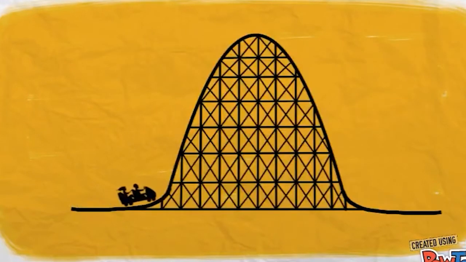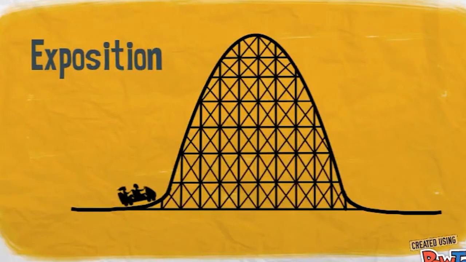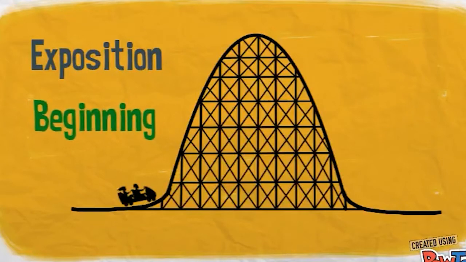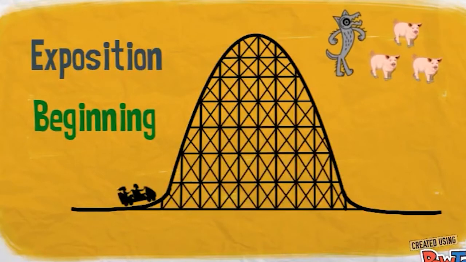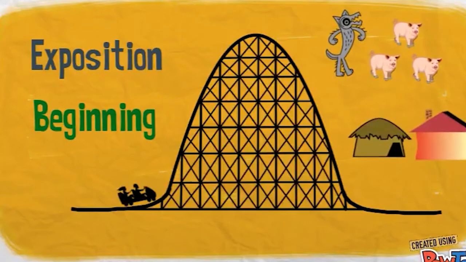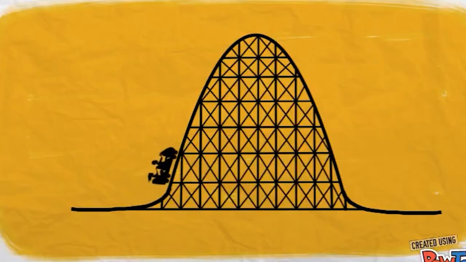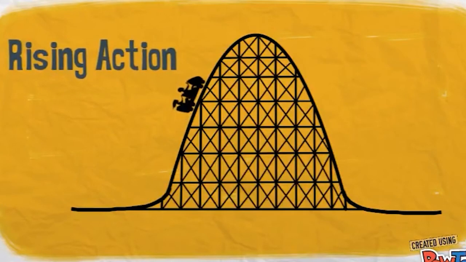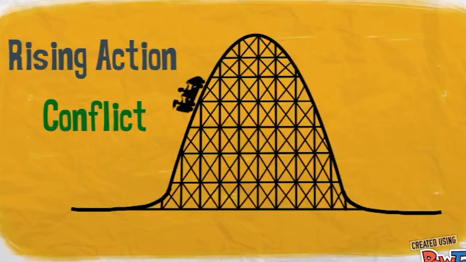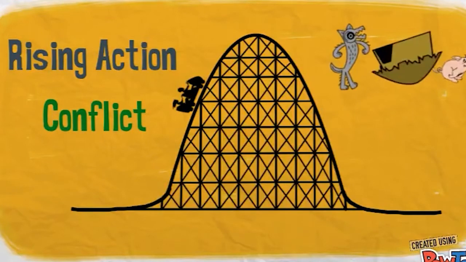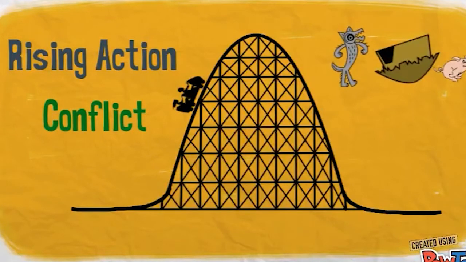Exposition. This is also known as the basic situation, opening, or introduction. It introduces a main character who wants something very much and who encounters a problem or conflict while trying to get it. Rising action, otherwise known as the complication. The writer develops the elements of conflict further, and new complications or problems arise.